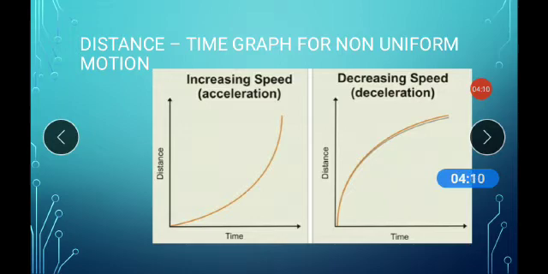If the speed is increasing, then the slope will become bigger and bigger. If the speed is decreasing, the slope will become smaller. So we can identify from the graph whether it is increasing speed or decreasing speed. Anyway, if this is the shape of the graph or you are getting any other pattern, that shows it is a non-uniform motion.